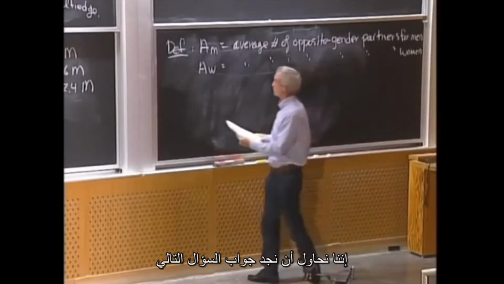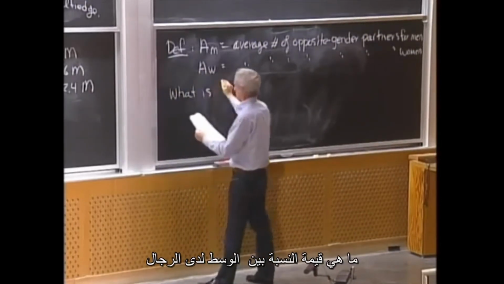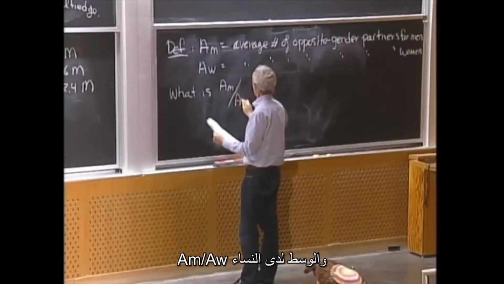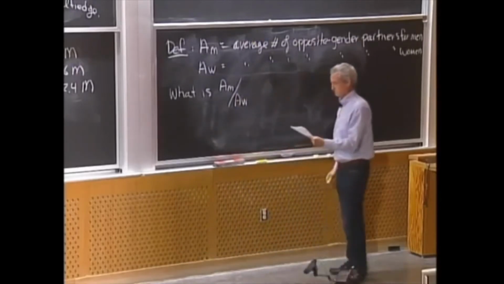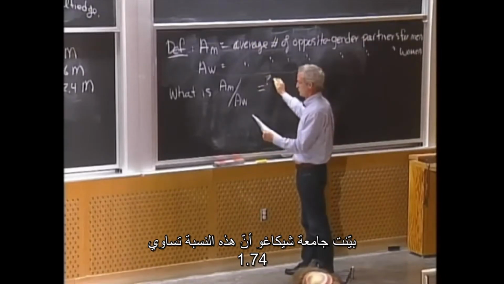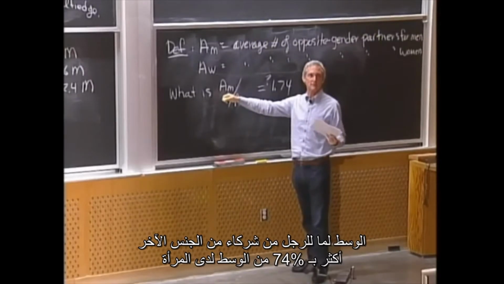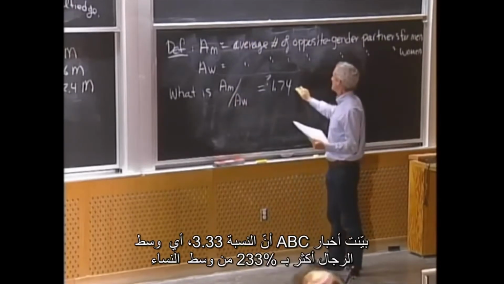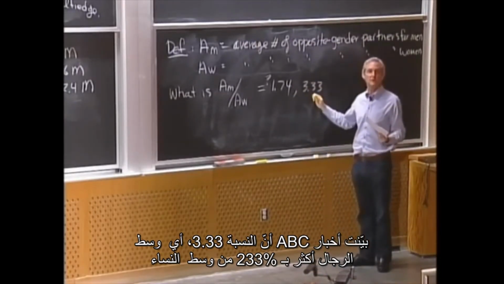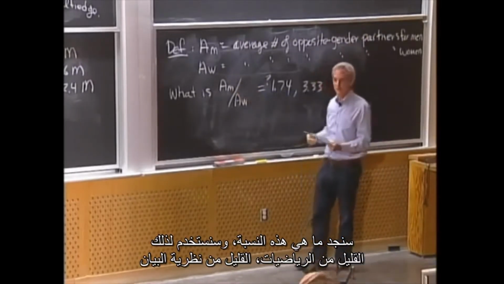All right, now we're trying to figure out, to answer this question, what is AM, the average guy degree, over the average woman degree? In particular, the University of Chicago says it's 1.74, that the average guy has 74% more opposite gender partners than the average woman. ABC News says it's 3.33, that it's 233% more for the men than the women. Now we're going to figure out what this ratio is.